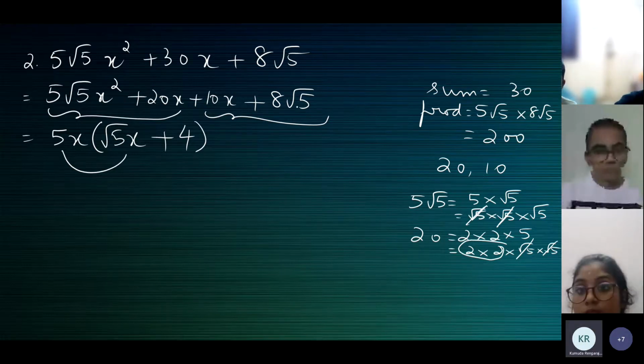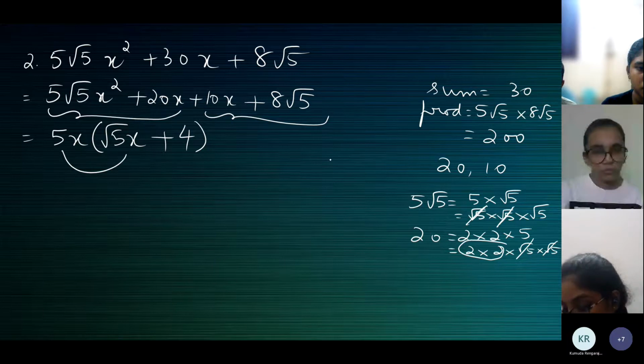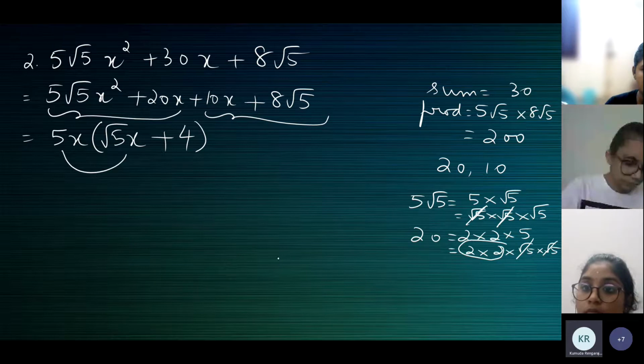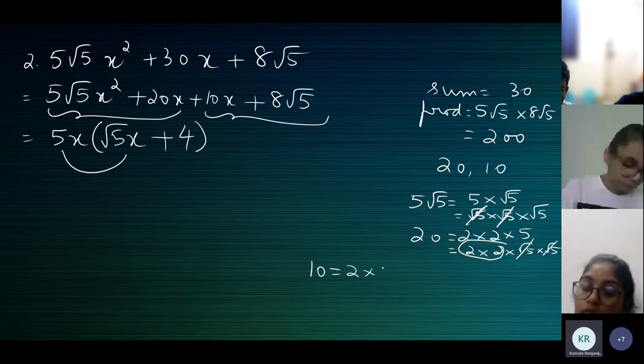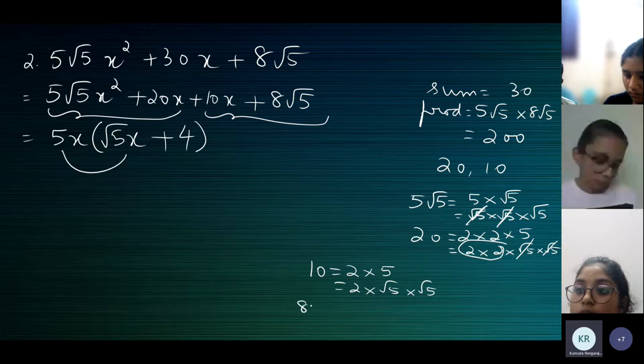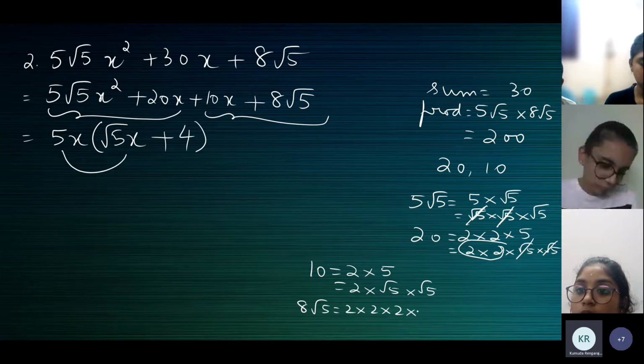What's common between 10x and 8 root 5? 2 root 5, ma'am. Yeah, we should be careful there. So see, children, what is 10? 10 is 2 5s. And since 8 root 5 has root 5 in it, you should write 5 as root 5 into root 5. And 8 root 5 is what? 8 root 5 is 2 2s are 4, 4 2s are 8, into root 5.